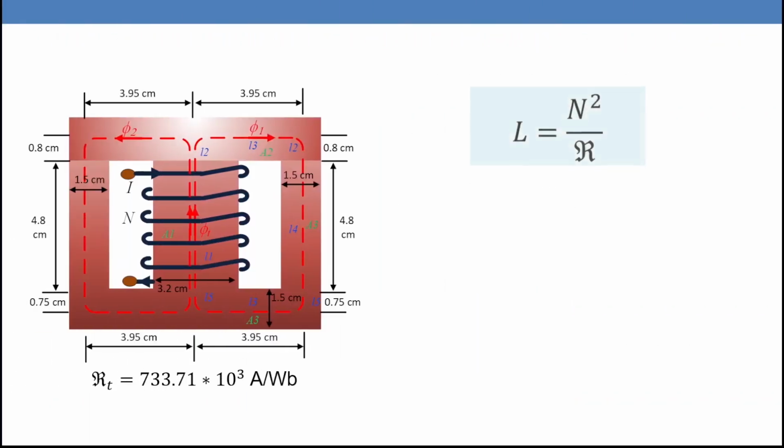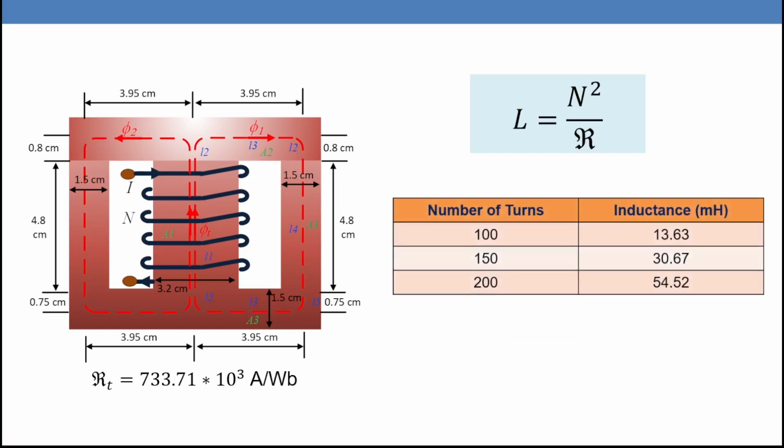The inductance in this case will be N square over total reluctance. So for 100 turns, we have something like 13.63 millihenry. For 150 turns, we have 30.67 millihenry. And for 200 turns, we have 54.52 millihenry.